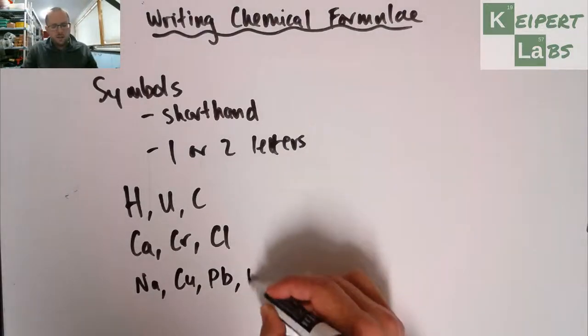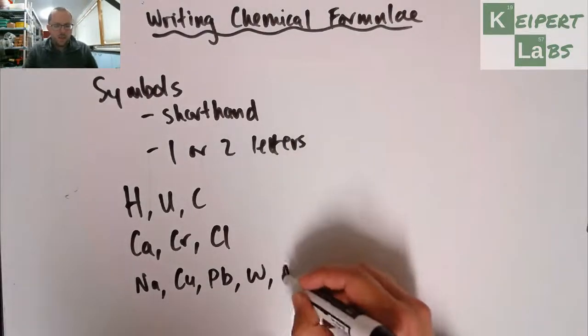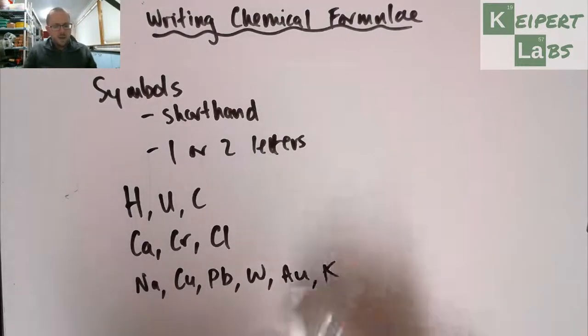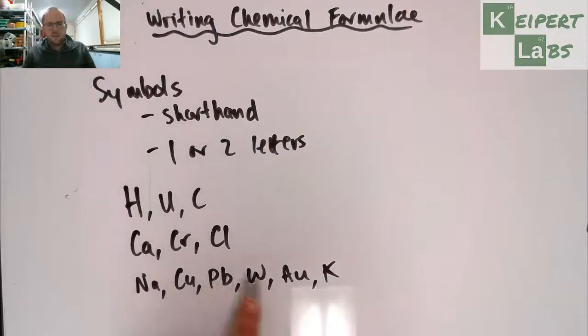And then we get to other ones which are more complicated, where their symbol doesn't seem to have any bearing or relationship to their name. So we get Na, Cu, Pb, W, Au, and K. This is for sodium, copper, lead, tungsten, gold, and potassium, respectively. Part of the reason for that is that the names that we currently have for these elements are not always how they were known. Sodium used to be known as natrum. Copper used to be known as cuprum, or lead as plumbum, where we get plumbing from.